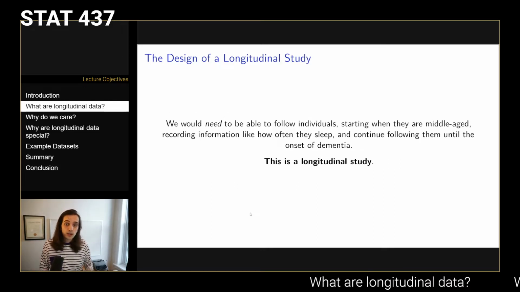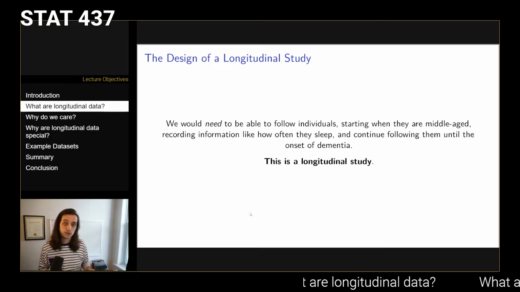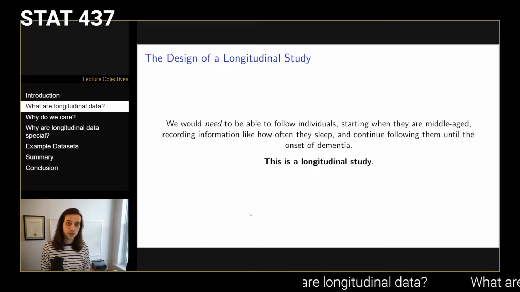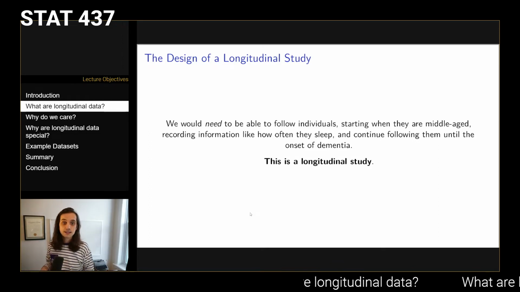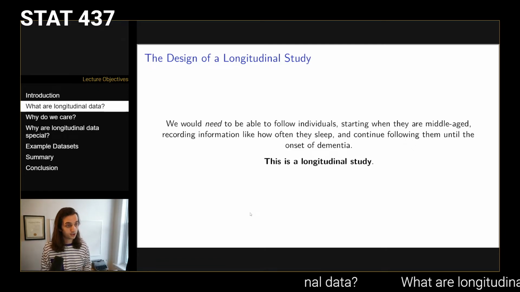The only way that we're going to be able to come to this conclusion is if we take a sample of individuals and follow them from the time that they are middle-aged through to the time that they start developing dementia. We record how they slept when they were middle-aged and who develops dementia. Then, after following these people over a long period of time, we can look at whether the amount of sleep you have affects your risk of developing dementia.